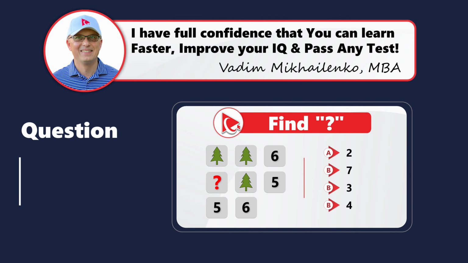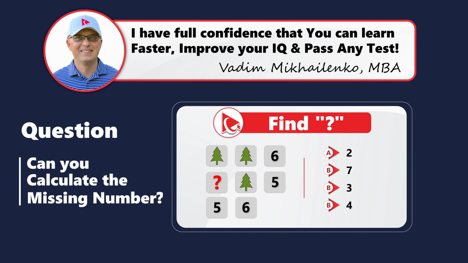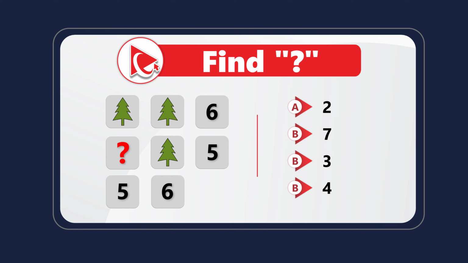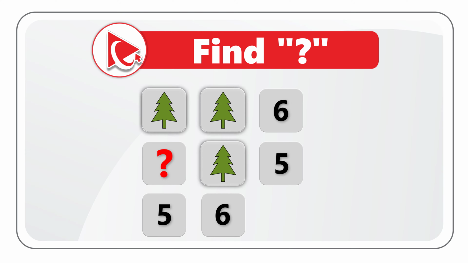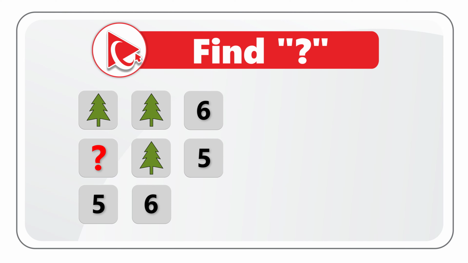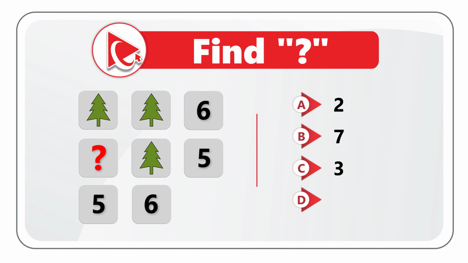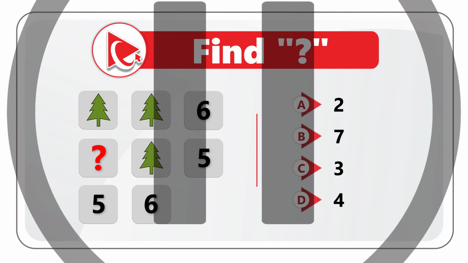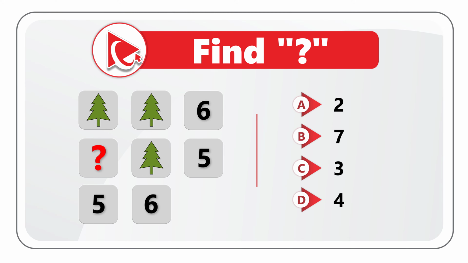And now I have a surprise question for you. You're presented with a 3x3 matrix, which contains evergreen trees, numbers, and a missing number represented by the question mark. You need to calculate the question mark and select the right answer out of 4 possible choices. Choice A is number 2, B, number 7, C, number 3, and D, number 4. Take a close look, maybe pause this video to see if you can come up with the answer.